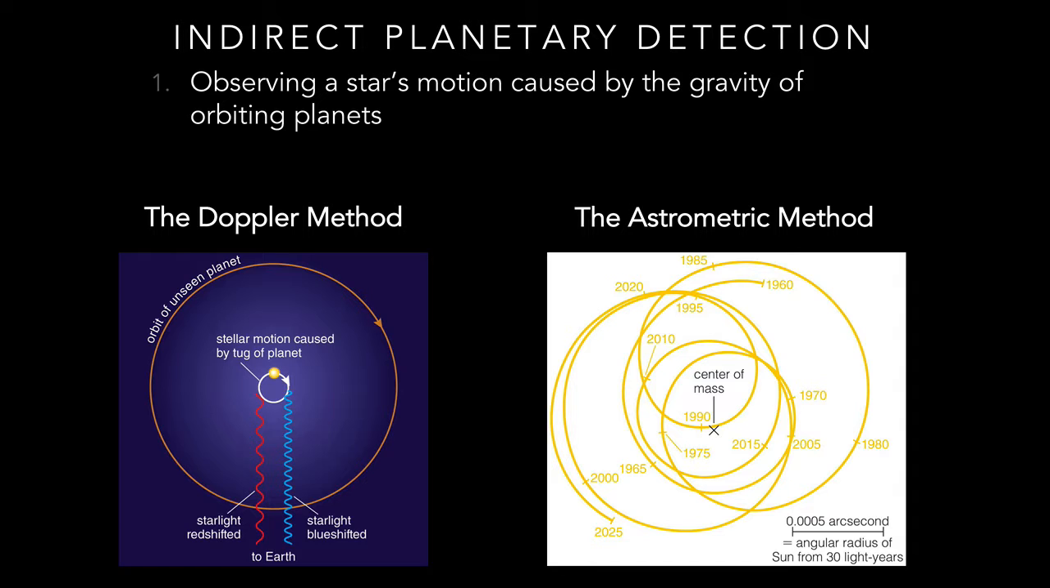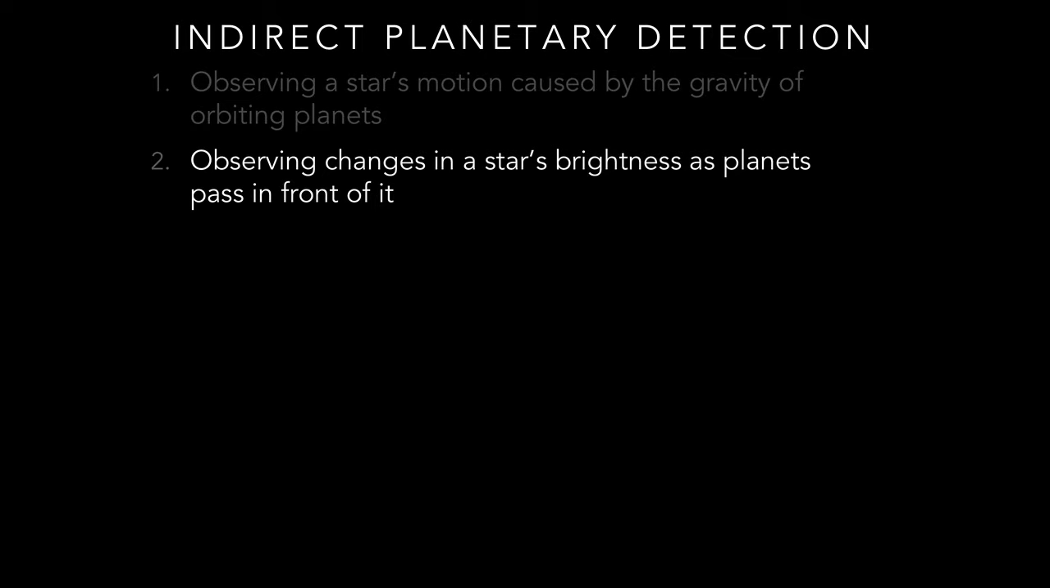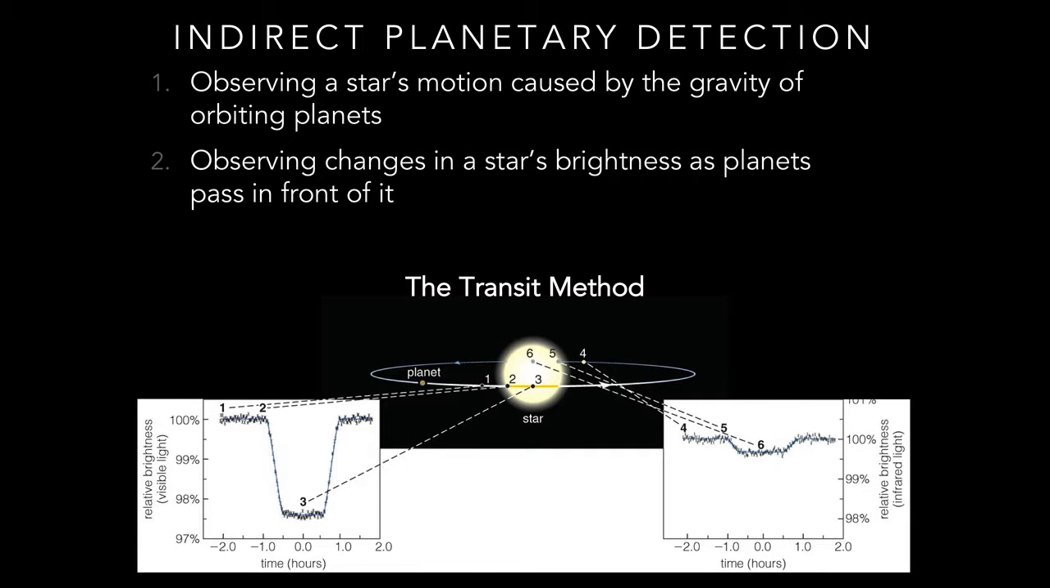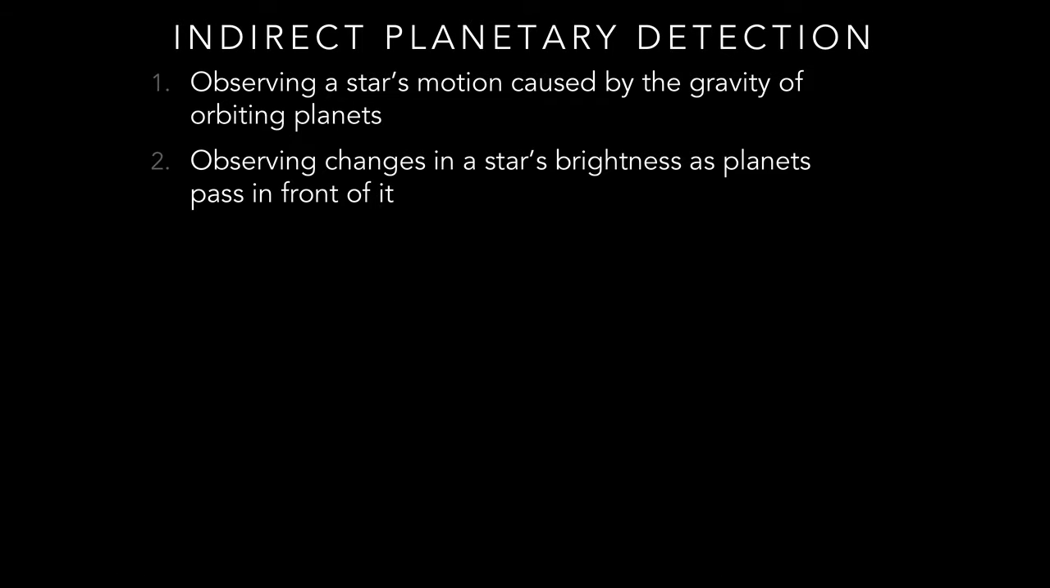The second general method for indirect detection is through observing changes in a star's brightness as planets pass in front of it as seen from Earth. This is done through what we call the transit method, which works only when a planet happens to orbit edge-on as seen from Earth. During the time that the planet passes in front, the star's light will dim slightly. If this dimming recurs repeatedly with a regular period, we can conclude it is caused by a planet orbiting the star with that period. Each method has advantages and limitations that you should study in your textbook.